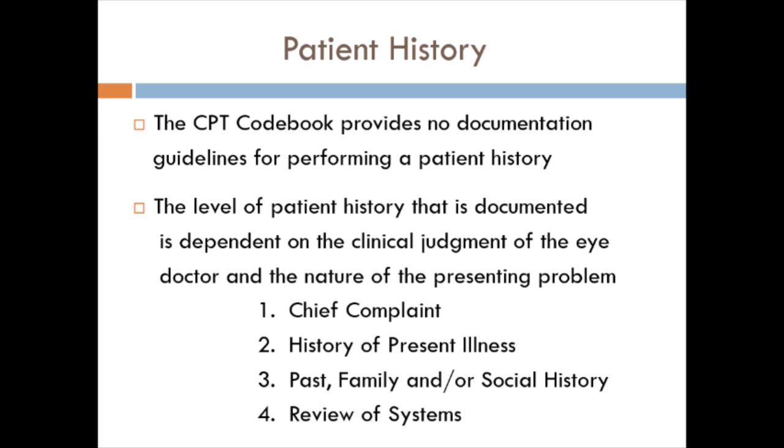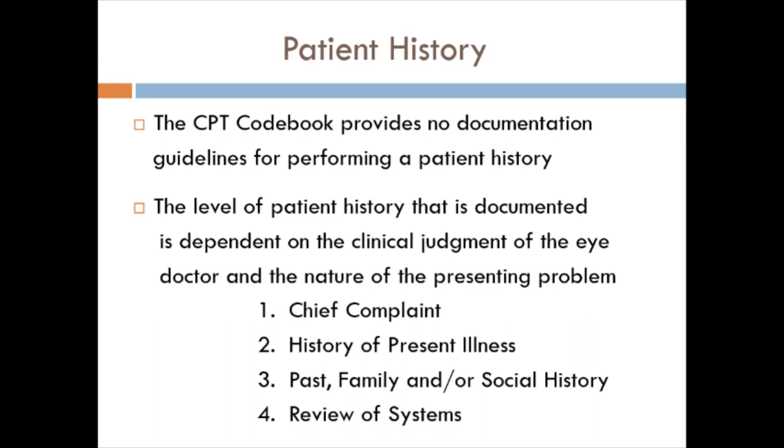And again, it's been a while. We've all been out of school a while. These are the nine things. And unfortunately, when you read through the CPT codebook, there's absolutely no documentation guidelines for how to do a history. Now, there's all kinds of stuff if you go into the evaluation and management codes, but in these ophthalmological codes, there's absolutely no guidelines for doing a patient history. So you almost default to evaluation and management stuff just to have some references.